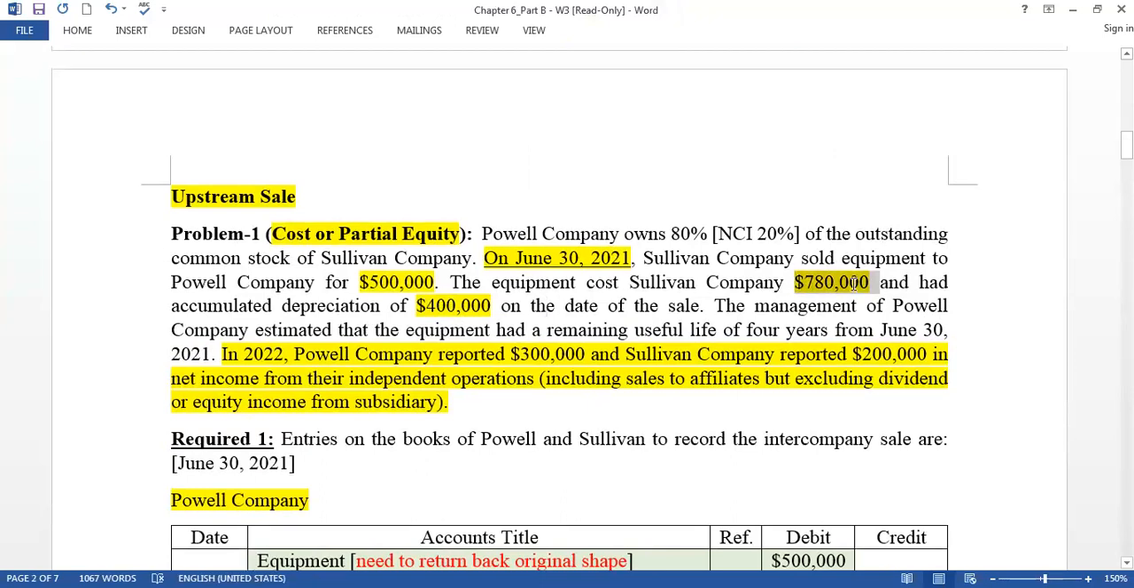this is the cost, and this is the accumulated depreciation. As it is a depreciable property, try to understand, whenever you are going to make it original shape, it should include both the cost price and the accumulated depreciation. Clear? But if it is non-depreciable, you need not think about accumulated depreciation. But as it is a depreciable asset, whenever we convert it to its original shape, we should convert it to the original cost and the original accumulated depreciation.